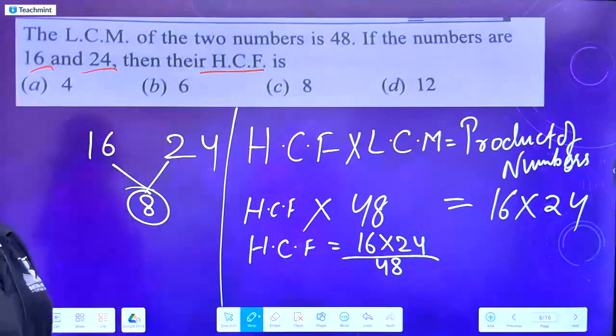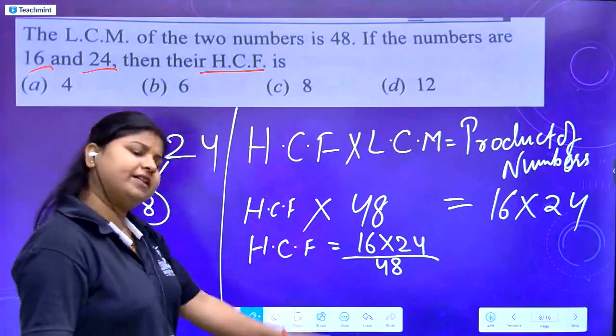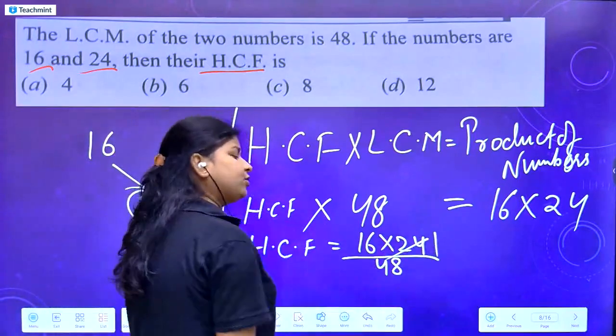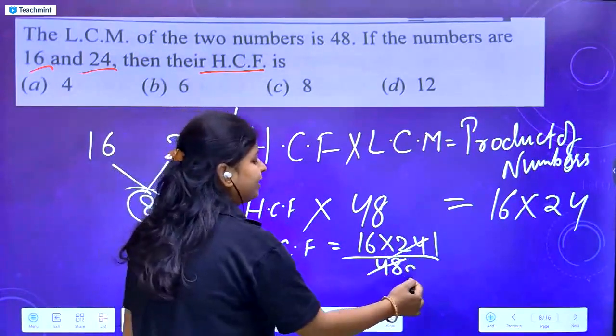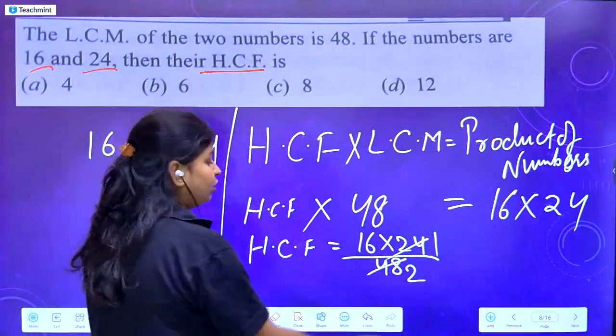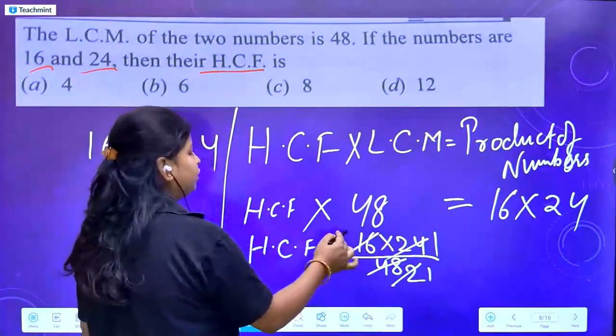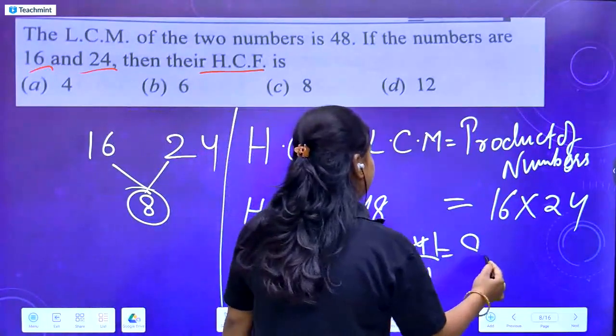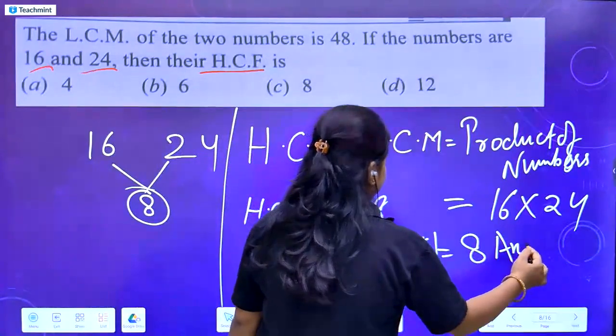So 16 into 24 upon 48. Now simplify this. 24 1s are 24, 24 2s are 48. 2 1s are 2 and 2 8s are 16. My answer would be 8.